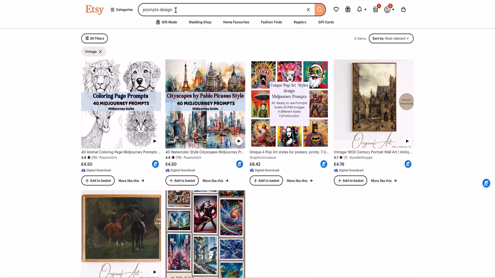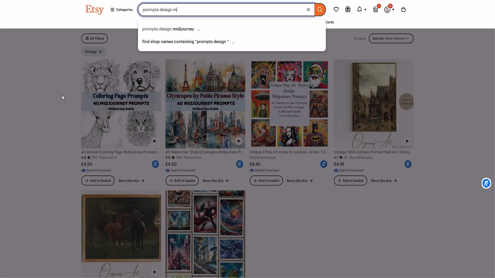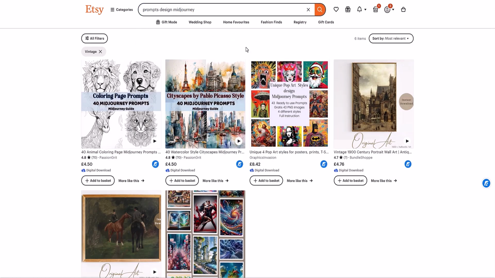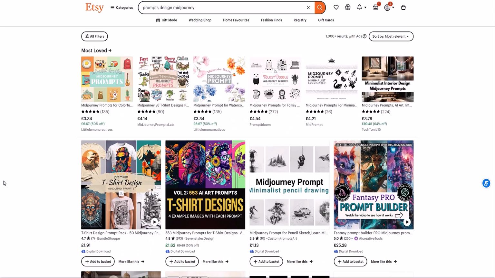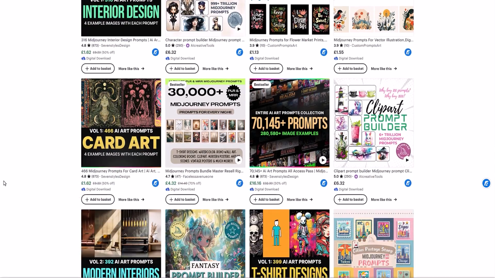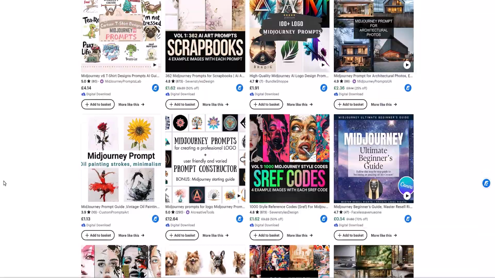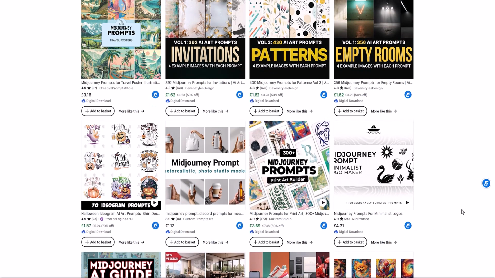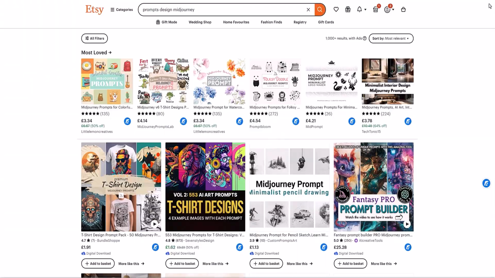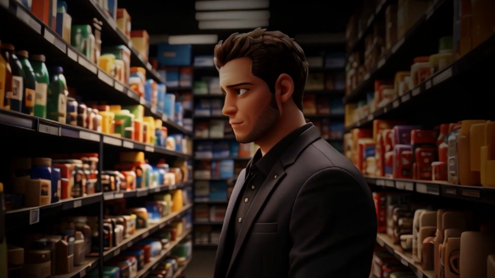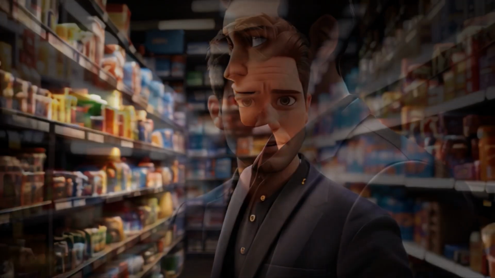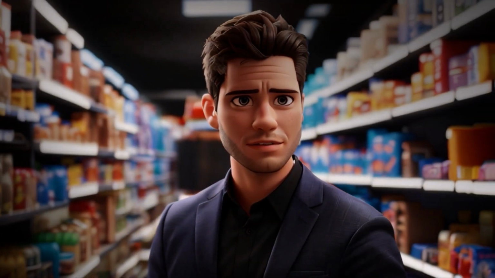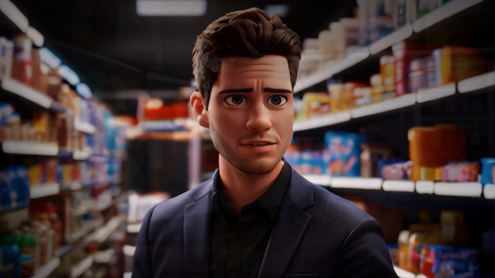For instance, adding the keyword Midjourney to your original prompts design query reveals significantly more offerings. The search term prompts design Midjourney uncovers a new layer of potential customers that you previously overlooked. When researching, I recommend thinking both narrowly and broadly to understand how your product can find its place on Etsy.